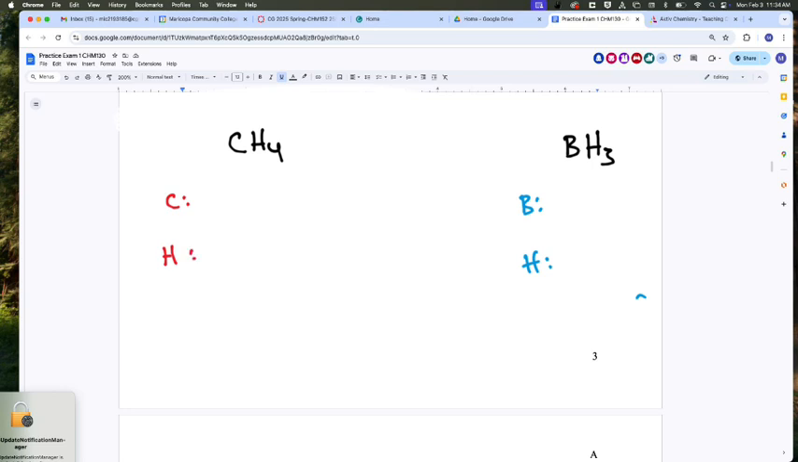Carbon has how many valence electrons? 4. For those people that aren't shouting 4, that's okay. For the people that shouted 4, hold your horses for a second. Those people that didn't shout 4, where do we find the valence electrons quickly and easily? That goes to the periodic table.